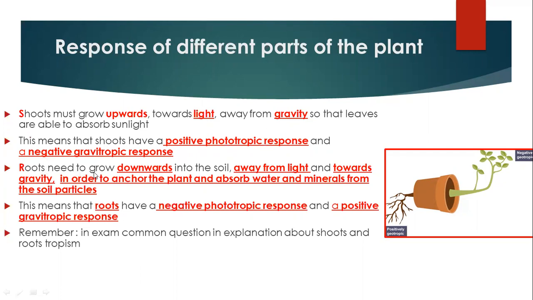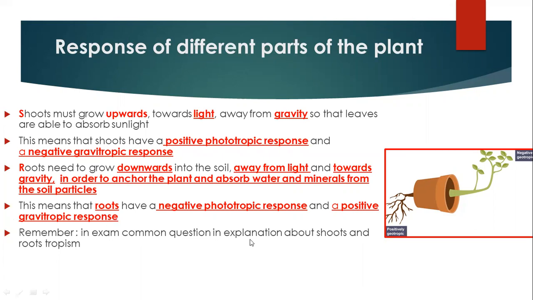Roots have the opposite, so they are growing downward into the soil. Why? To absorb water and minerals, and to anchor the plant in the soil, to keep the plant standing up in the soil. So الروتس بتنمو لتحت عشان تثبت النبات في الارض وعشان تابزورب الووتر والمينرالز. This means that نقول ايه بقى؟ نقول على الروتس they have negative phototropism لانها بتنمو عكس الضوء. They are growing in the opposite direction to light, away from light, and have a positive gravitropic response.